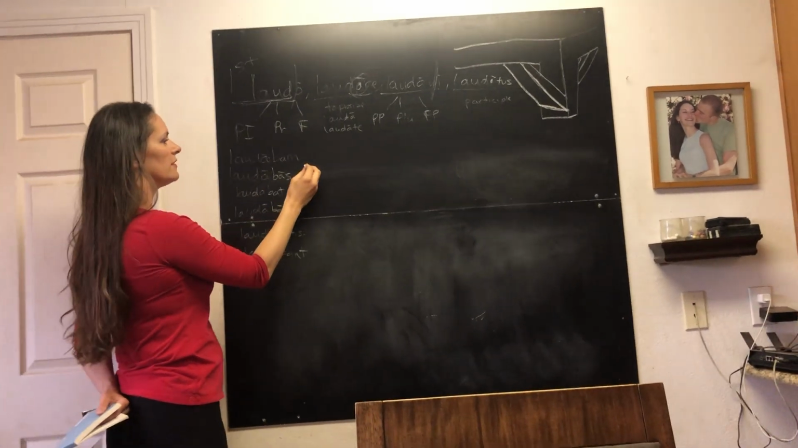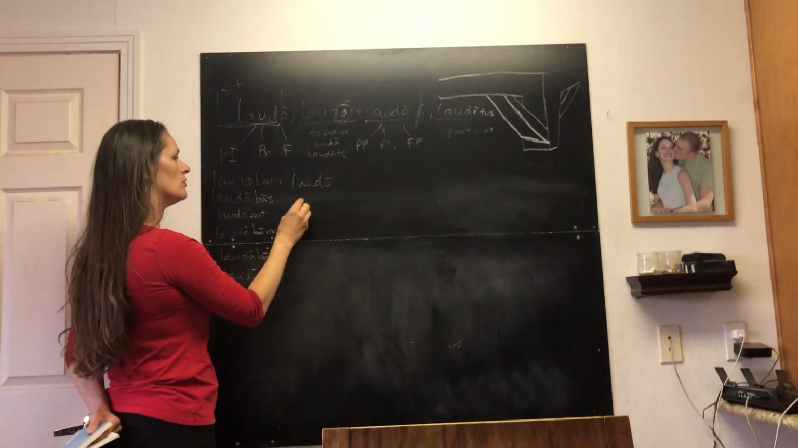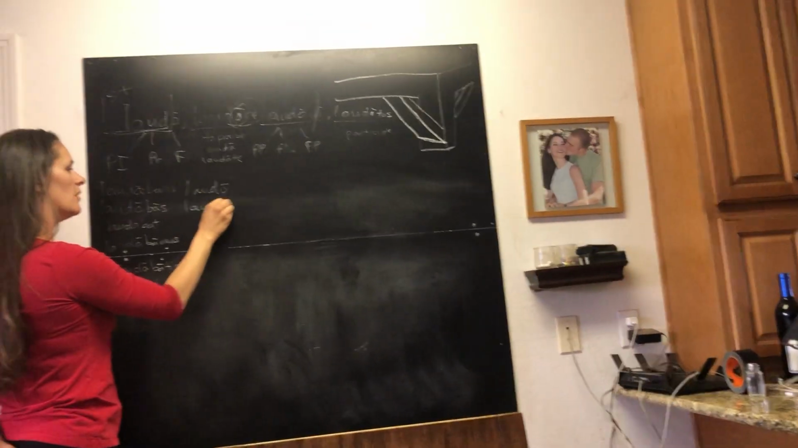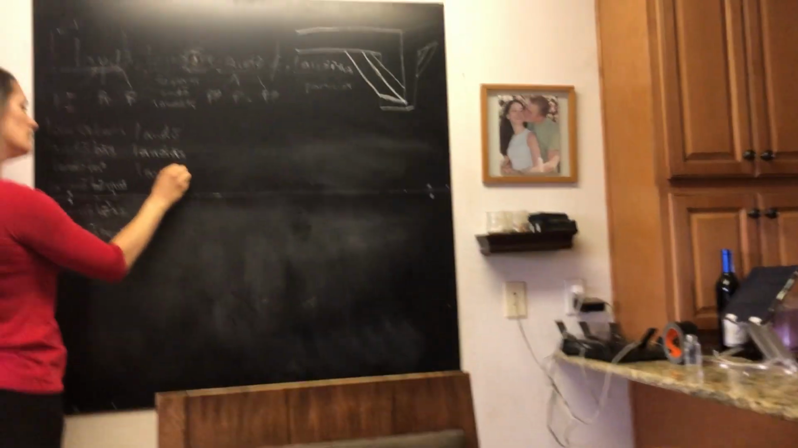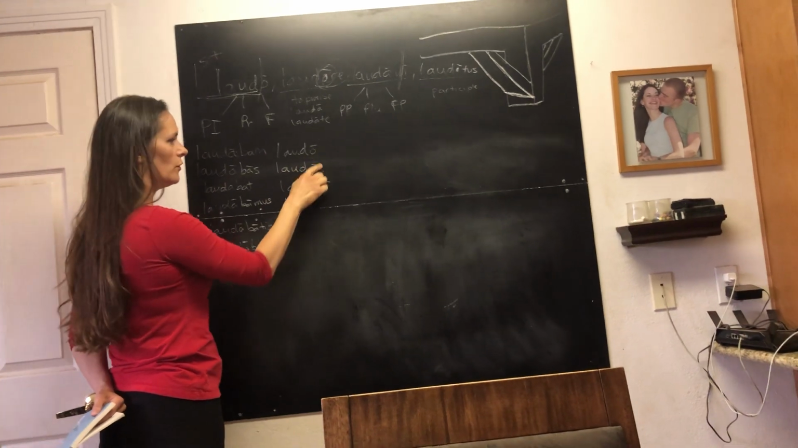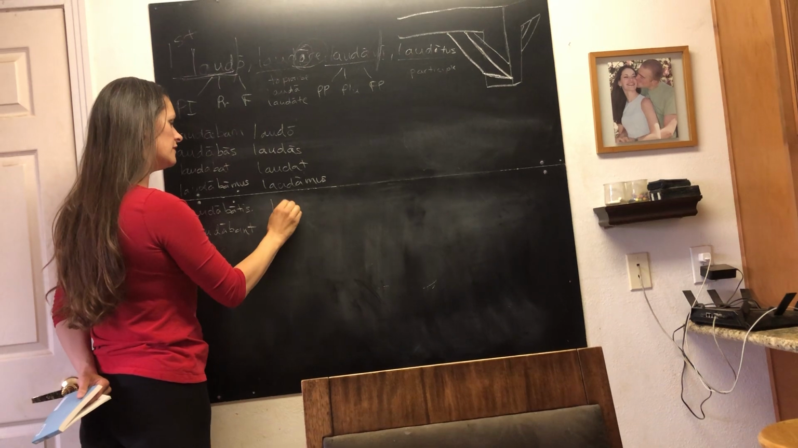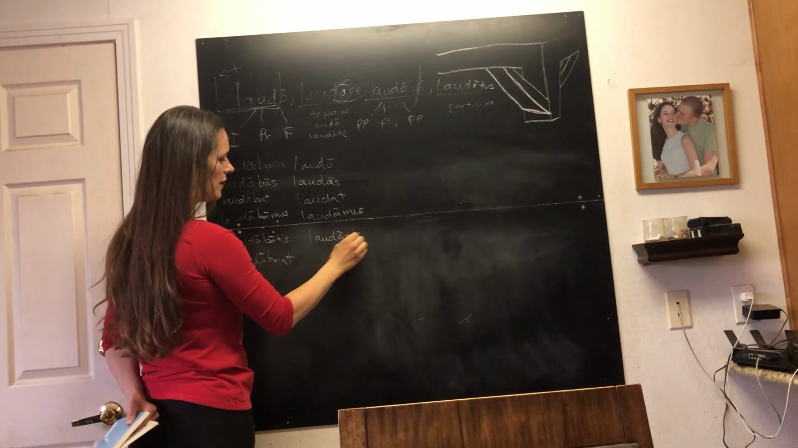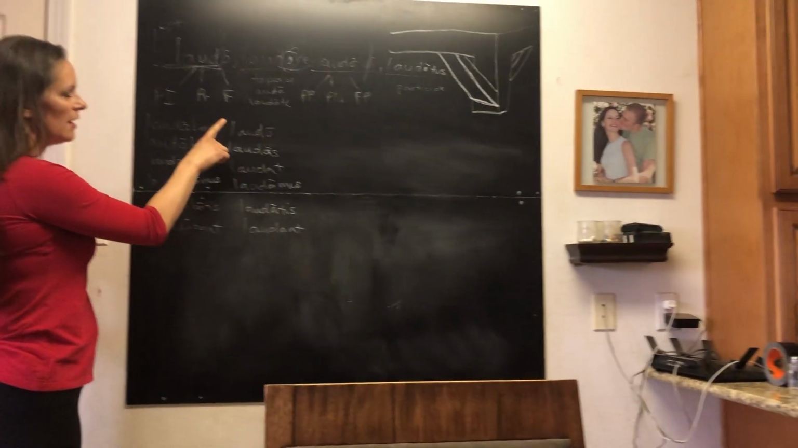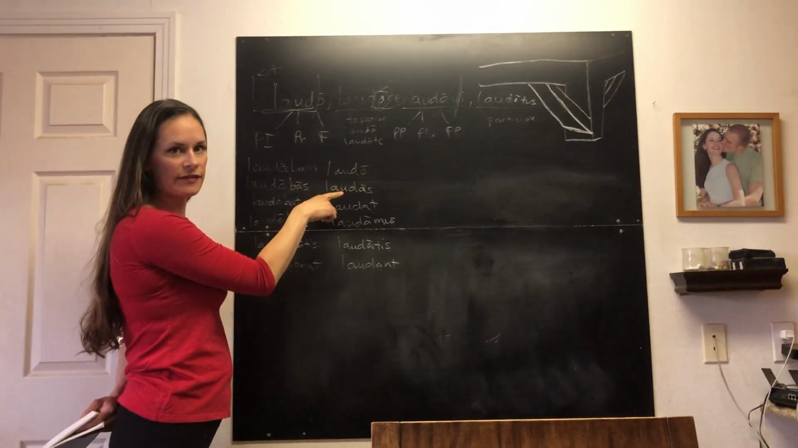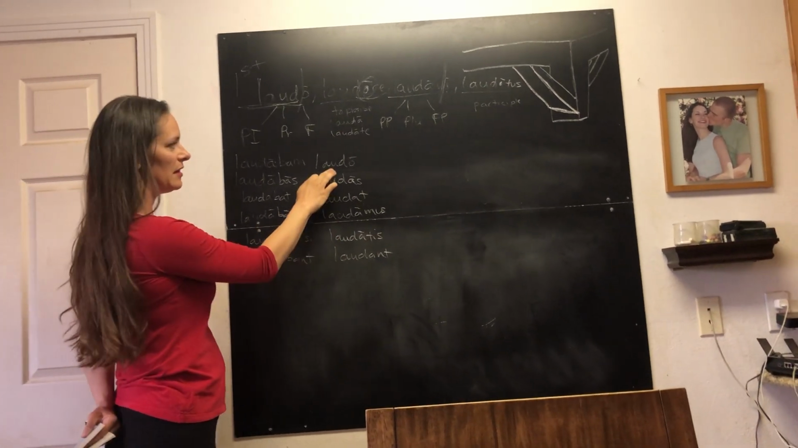Now the present tense is our o, s, t, mus, tis, nt. So we use the same stem, laud. Once again we use that A, laudas, laudat. So it's o, s, t, mus, tis, nt. Laudamus, laudatis, laudant. Okay, those are our present tense. I praise, I do praise, and I am praising. All 3 of those are translated by laudo.